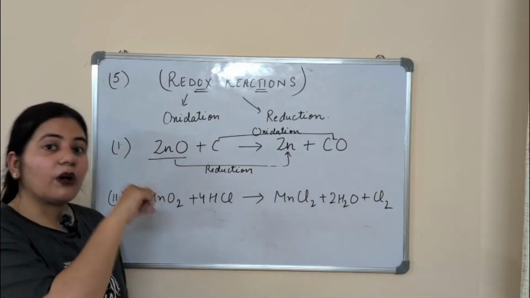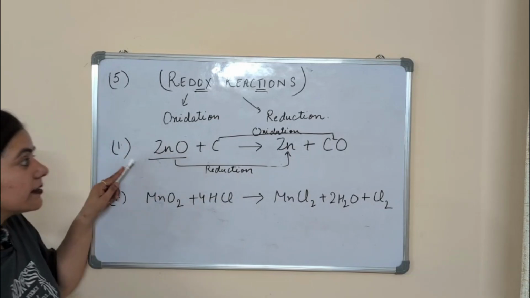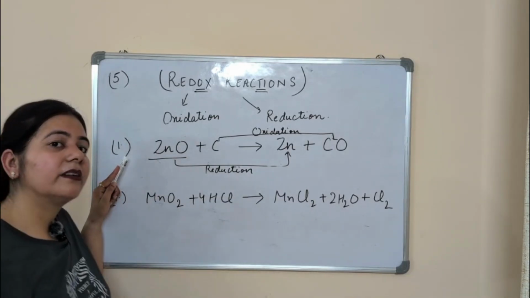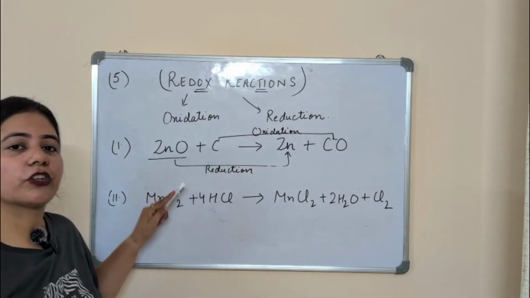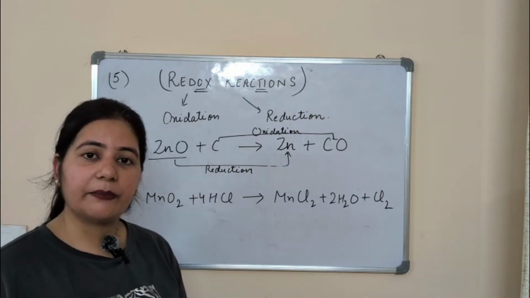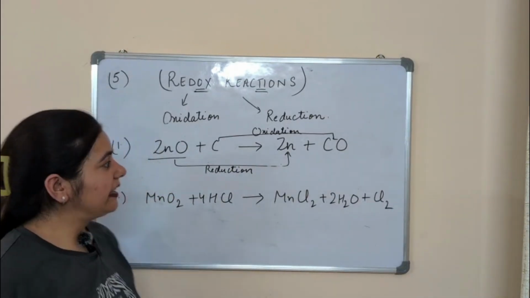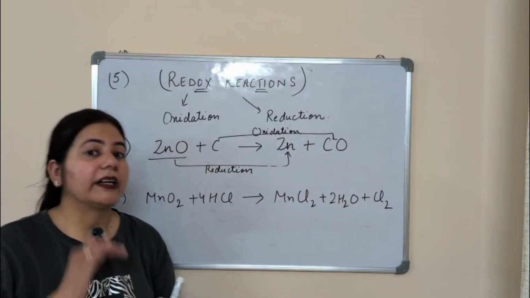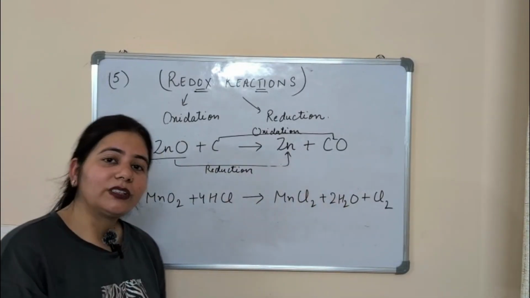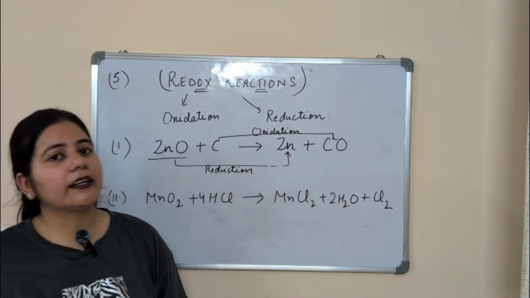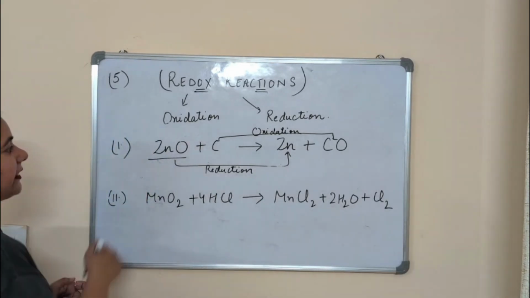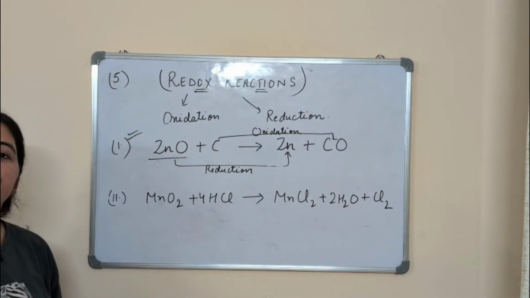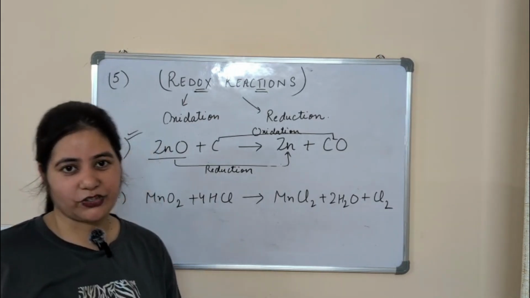So you can now also say that this is a redox reaction. Why? Because in this reaction, oxidation and reduction, both reactions are taking place simultaneously. It means we have a single reaction, but in this single reaction, both oxidation as well as reduction are taking place at the same time. So we can say that this example is an example of redox reactions.